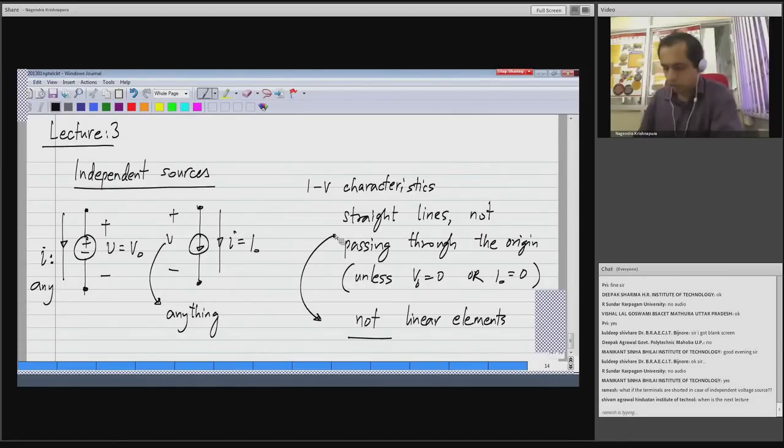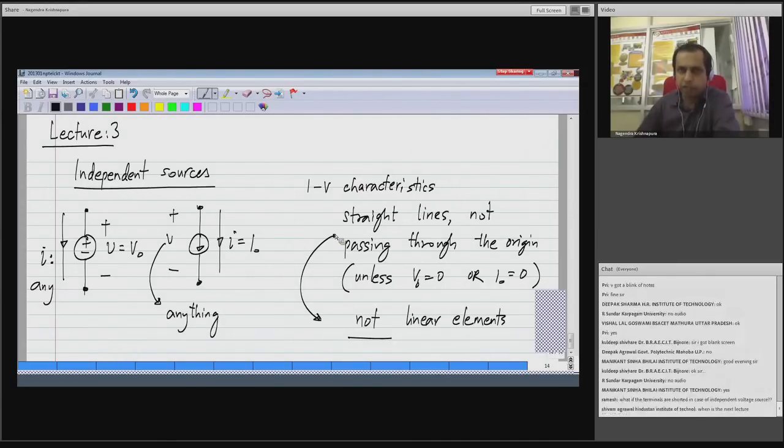Now, what is the definition of linearity? We said that linear elements obey superposition. In that sense, these will not obey superposition, because clearly the voltage across a voltage source will be equal to V0 no matter what current flows through it. So if you have two different values of current and then you add up the voltage source values, you will not get the resultant voltage when the sum of currents is passing through the voltage source. Similarly for the current source.